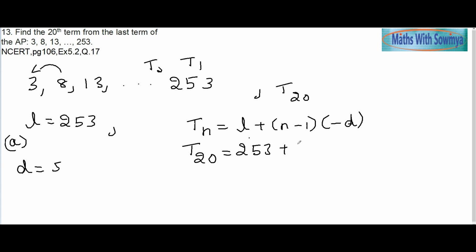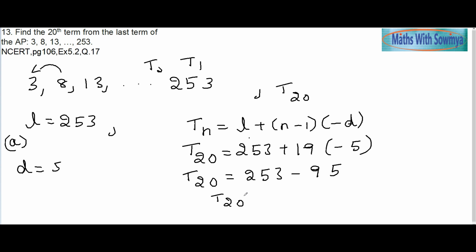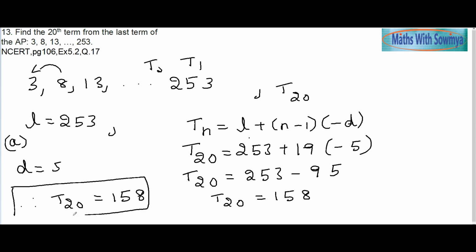So T20, the last term is this. This is again 20 minus 1, 19, and here it is minus 5. So T20 is 253 minus 95. How much are we getting? 158. Therefore, the 20th term from the last is 158.